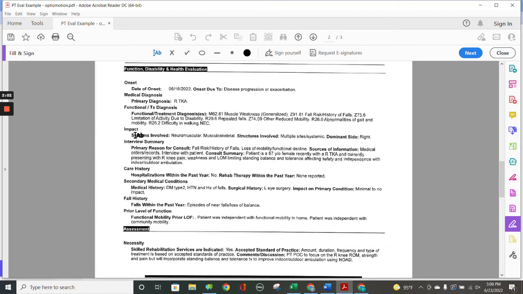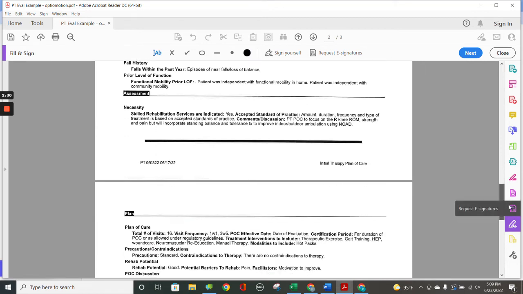We'll go through each one of these, but impact, interview summary: the patient's a 67-year-old female, right TKA, currently presenting with knee pain, weakness, limited range of motion, standing balance, and tolerance, affecting safety, independence, and indoor-outdoor ambulation. So just a few more things about the patient. Again, this is more of an interview, what the patient looks like, the necessity.